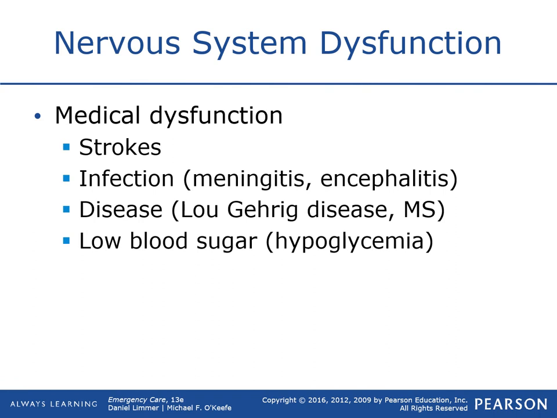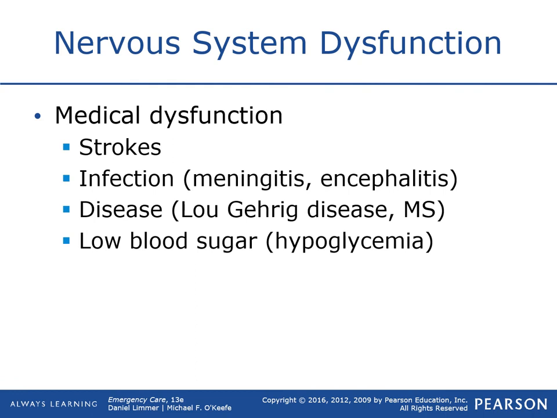Some other things that can affect your nervous system are disease. Probably all have heard of Lou Gehrig's disease, or ALS is the medical term for it, which affects the ability to transmit signals to your body. And MS is multiple sclerosis. And then another medical dysfunction is low blood sugar. Low blood sugar is glucose. That's another term for it.